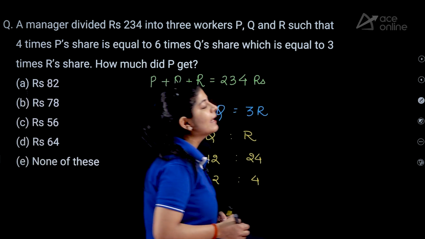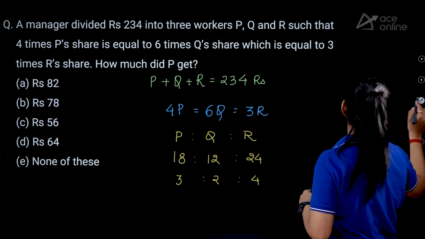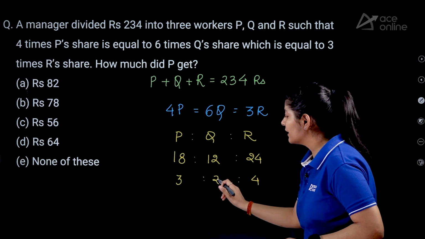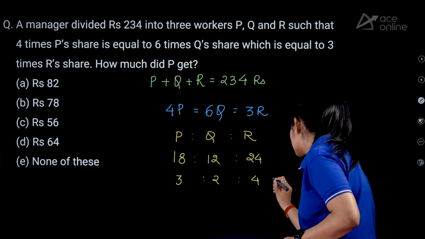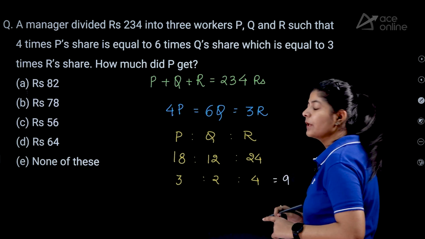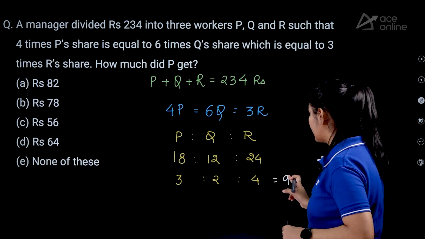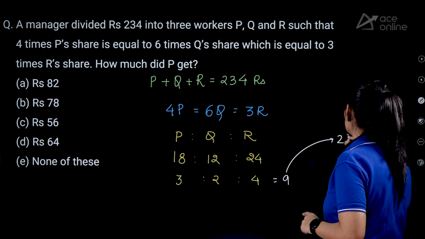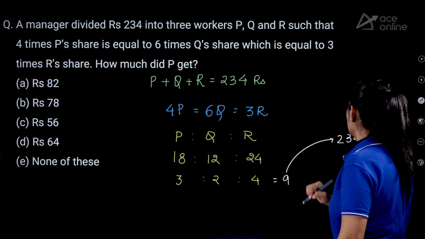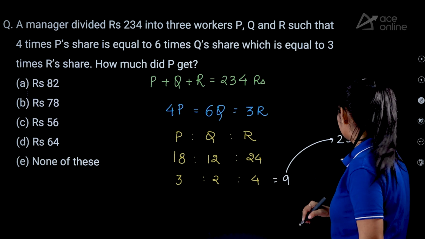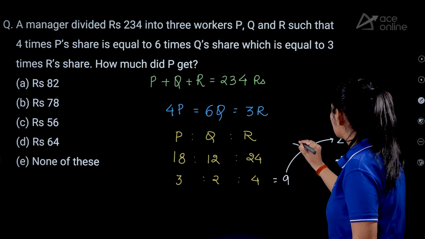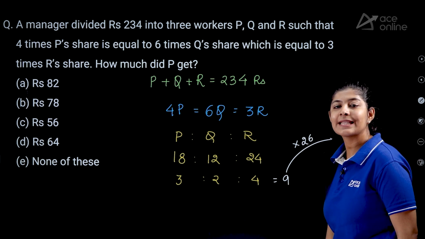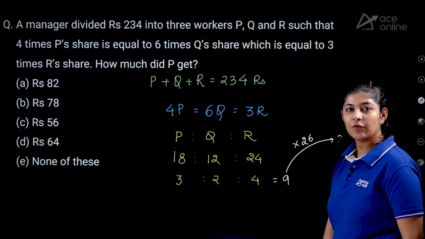So from this we can say that these all three are getting 3 plus 2 that is 5, 5 plus 4 that is 9. They are getting rupees on the multiple of 9, but they are actually getting 234 rupees. This is present on the multiple of 26.